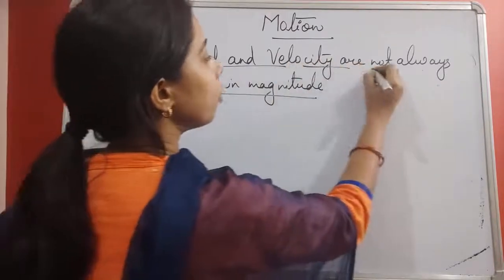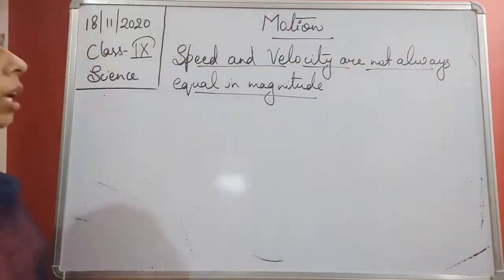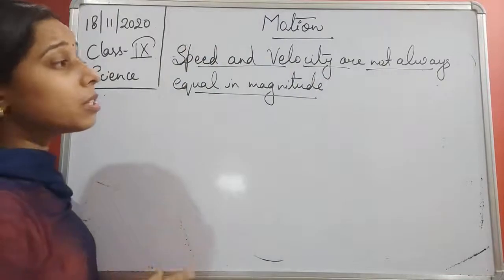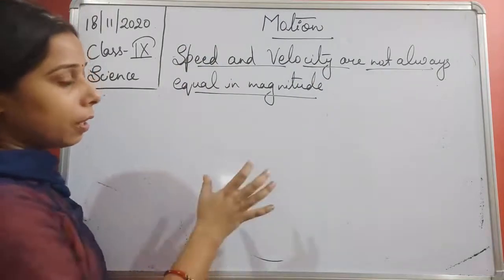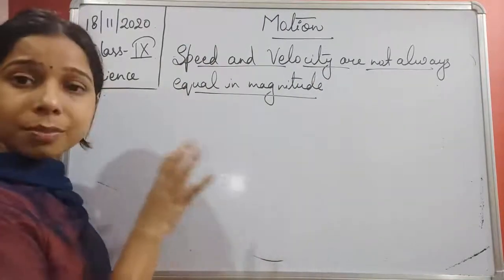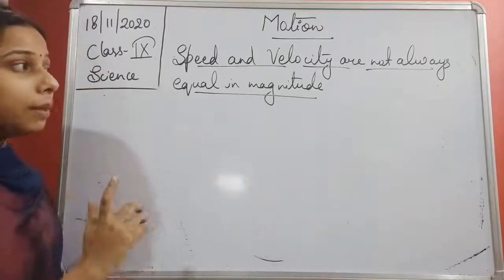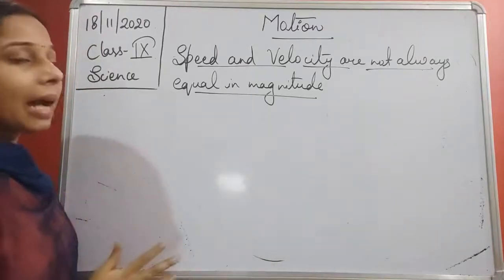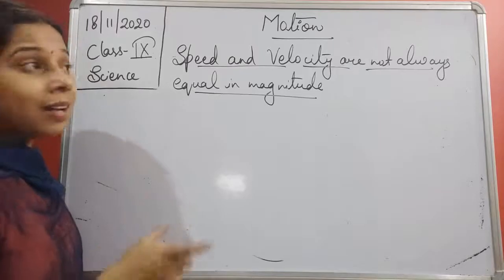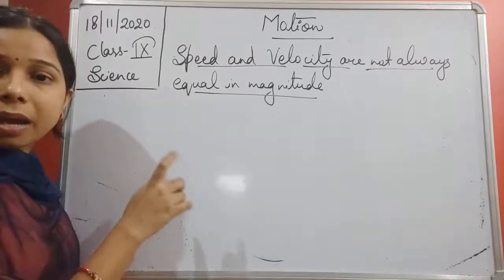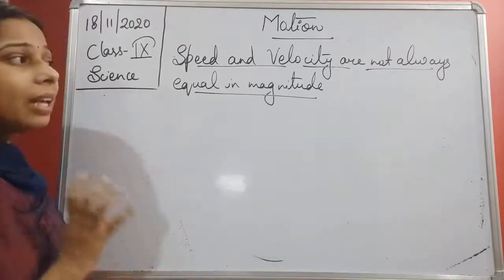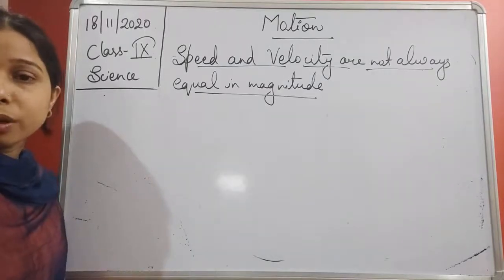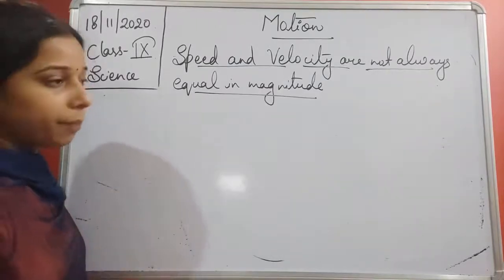Okay, speed and velocity are not always equal in magnitude. It means that although both of them possess magnitude, it is not compulsory that the magnitude of the speed and the magnitude of the velocity will remain the same. We can understand this concept, students, with the help of an example.